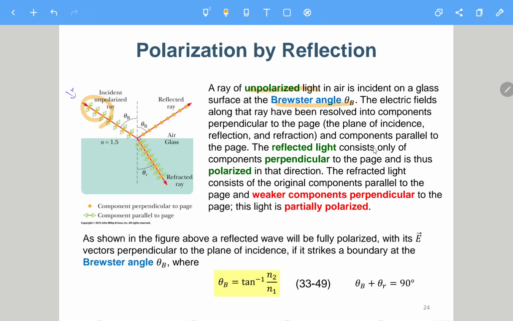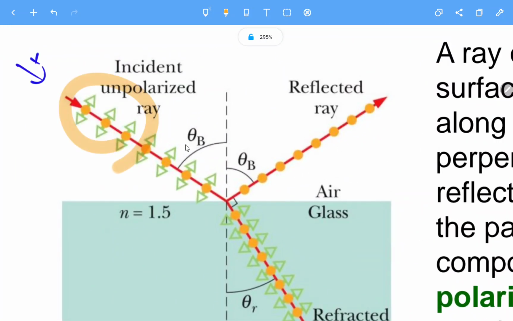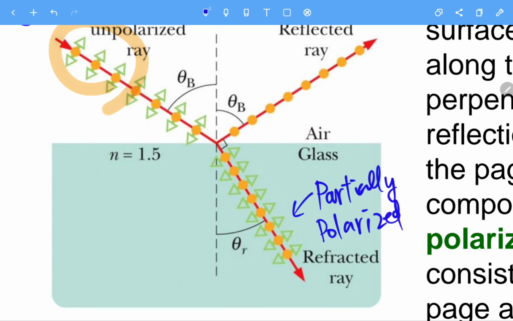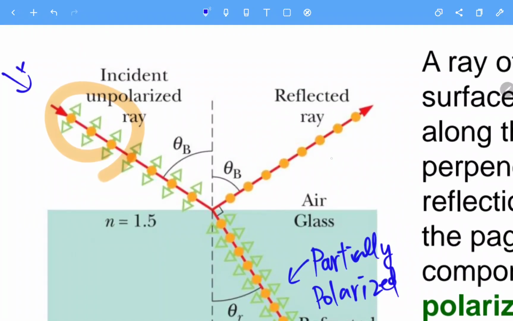Okay, so the idea is that here the incident ray is at the Brewster angle. This is the Brewster angle. Okay, so for the reflected ray, this is partially polarized. Not totally polarized, only partially polarized. However, this is totally polarized.